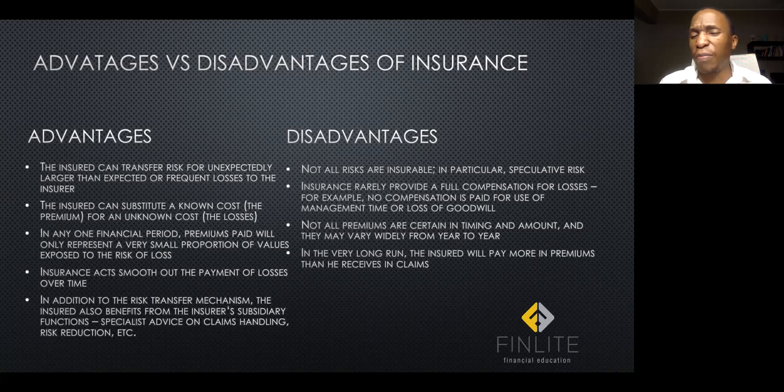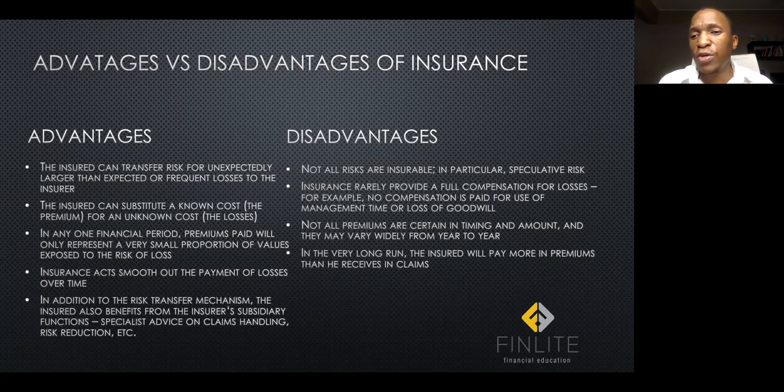I mean, you find companies that are paying 50,000, 60,000 for insurance of particular items in their possession. So if that increases by, let's say, 10%, it's a significant amount of money. In the very long run, the insured will pay more in premiums than he receives in claims. So this is just an example of how the insurance system actually works.